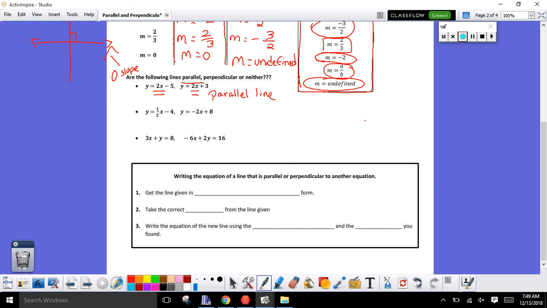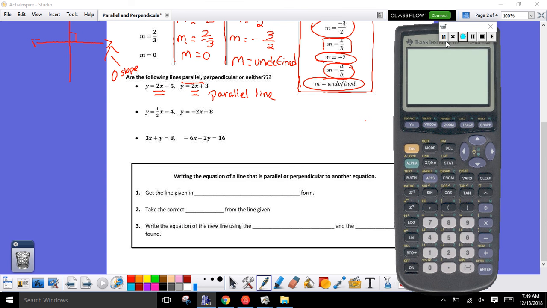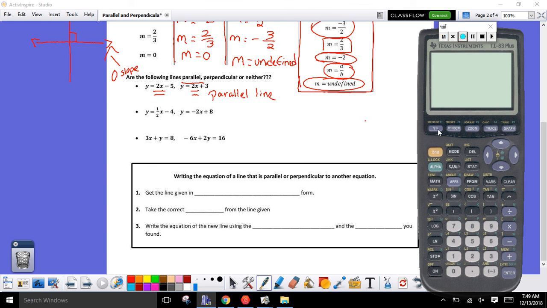And if you guys do not trust me, we can always use our calculators. So I can have my calculator right here, and I'm just going to double check because you may not trust your teacher. So let's just double check. We go to y equals, I plot my first equation, 2x minus 5. Press enter, get to your next equation, and we're going to press 2x plus 3.